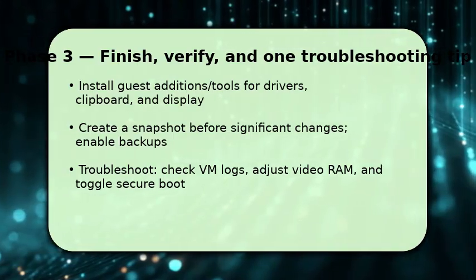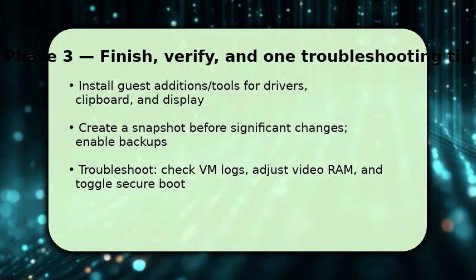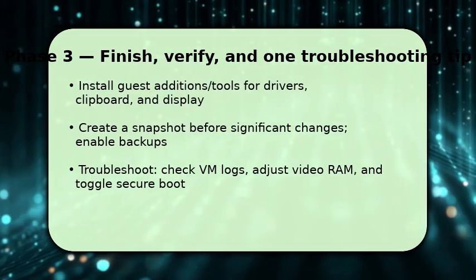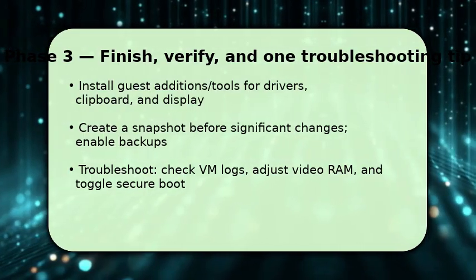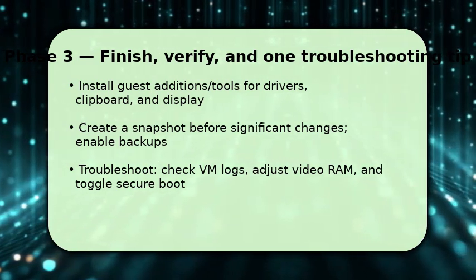If something fails, no network, blank screen, or boot loops, check the VM logs for errors, increase video RAM, toggle secure boot in firmware settings, and ensure virtualization support is enabled in the host BIOS. If necessary, revert to the snapshot and try alternate settings.